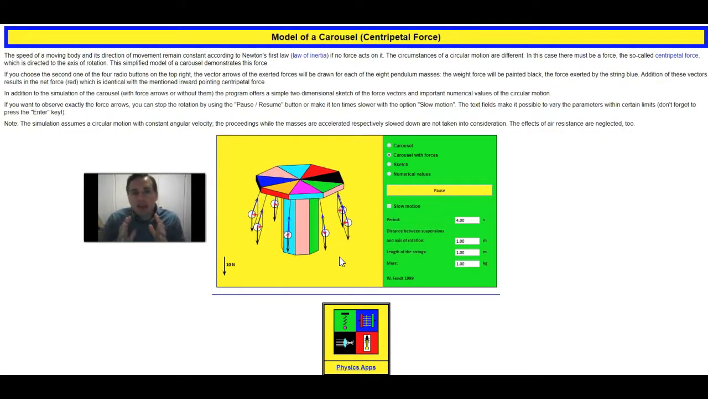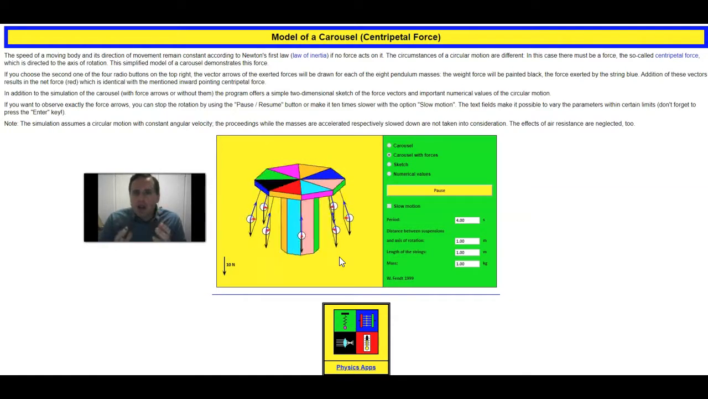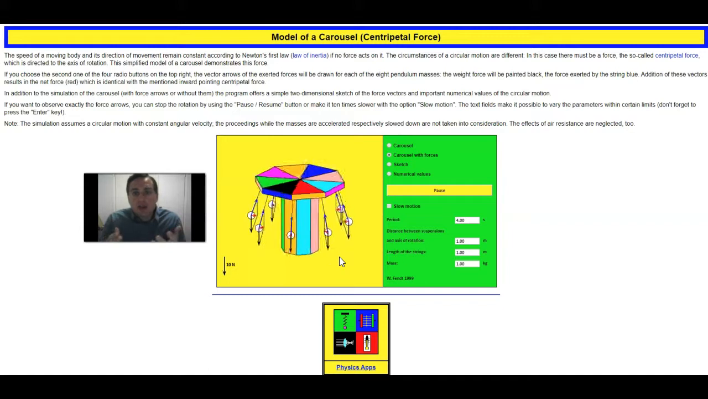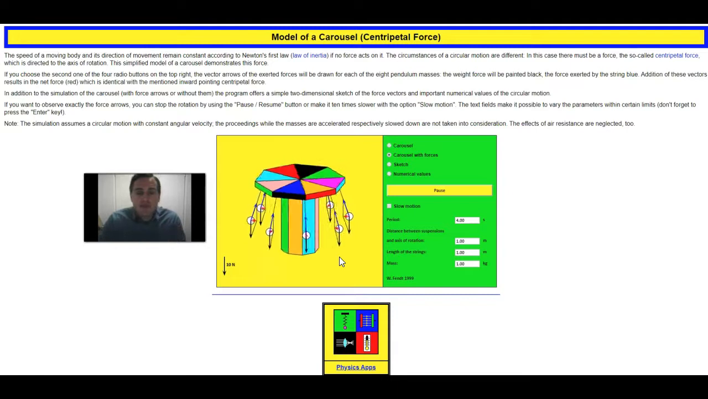Now listen to me for a second. Net force is the unbalanced force. It's not a separate kind of force. There's no such thing as a kind of centripetal force. But the tension force horizontal component is manifesting itself as the centripetal force.